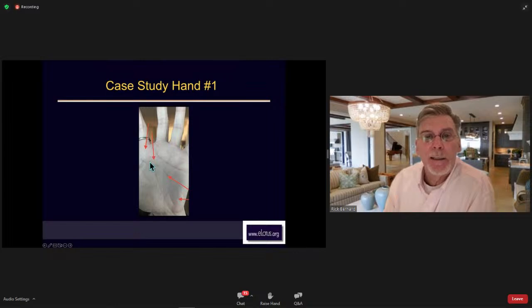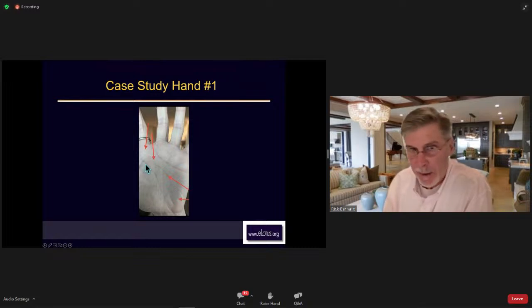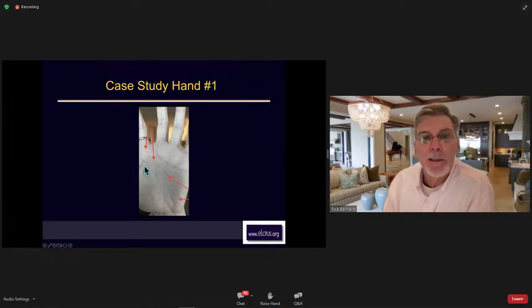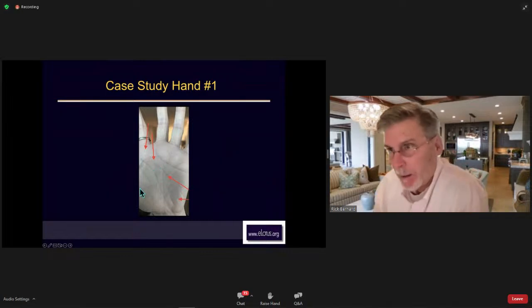She has another line, and it's hard to see, but it starts here. These are called challenge lines, or opportunity lines is a nice way to put it. They start in the Mars zone, and they come up to one of these different fingers, usually the Saturn, Apollo, or Mercury finger. It's hard to see, but she has a line that goes up to the Saturn finger, and that's called a line of abyss.